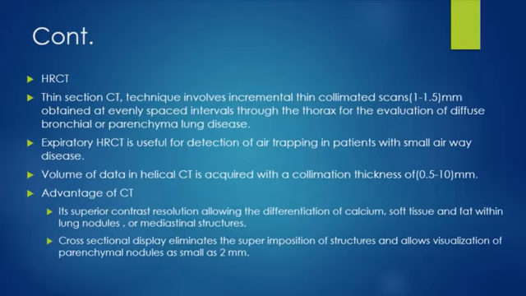High-resolution CT, a thin-section CT technique, involves incremental thin collimated scans, 1 to 1.5 millimeters, obtained at evenly spaced intervals through the thorax for the evaluation of diffuse bronchial or parenchymal lung disease. Expiratory high-resolution CT is useful for detection of air trapping. Volume of data in helical CT is acquired with a collimation thickness of 0.5 to 1 millimeter, up to 10 millimeters.